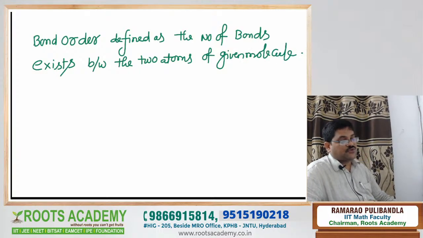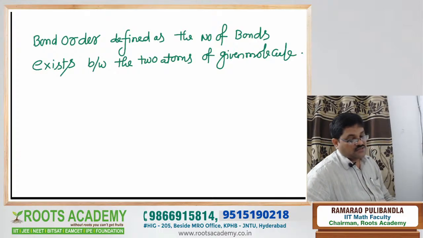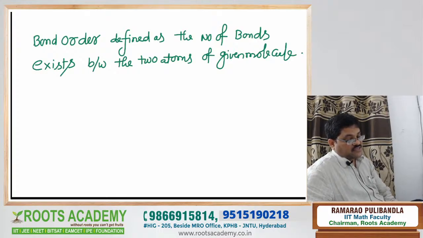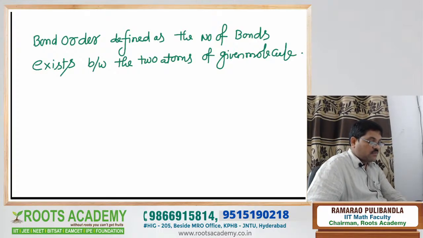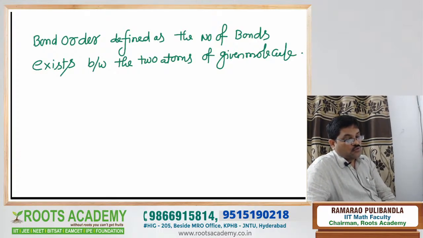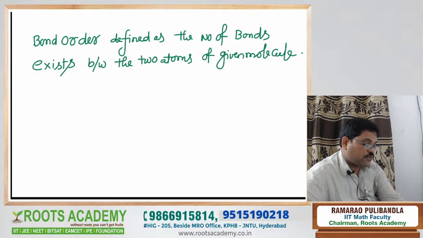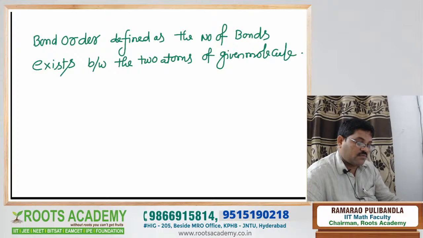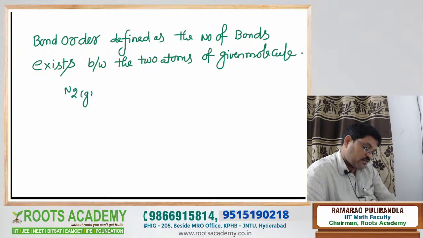Repeat the statement once again, students. What is bond order? Bond order is defined as the number of the bonds existing between the 2 atoms of a given molecule. Take the example of N2 gas. N2 gas bond order value is 3. How do you know? Because N2 gas exists as N triple bond N.